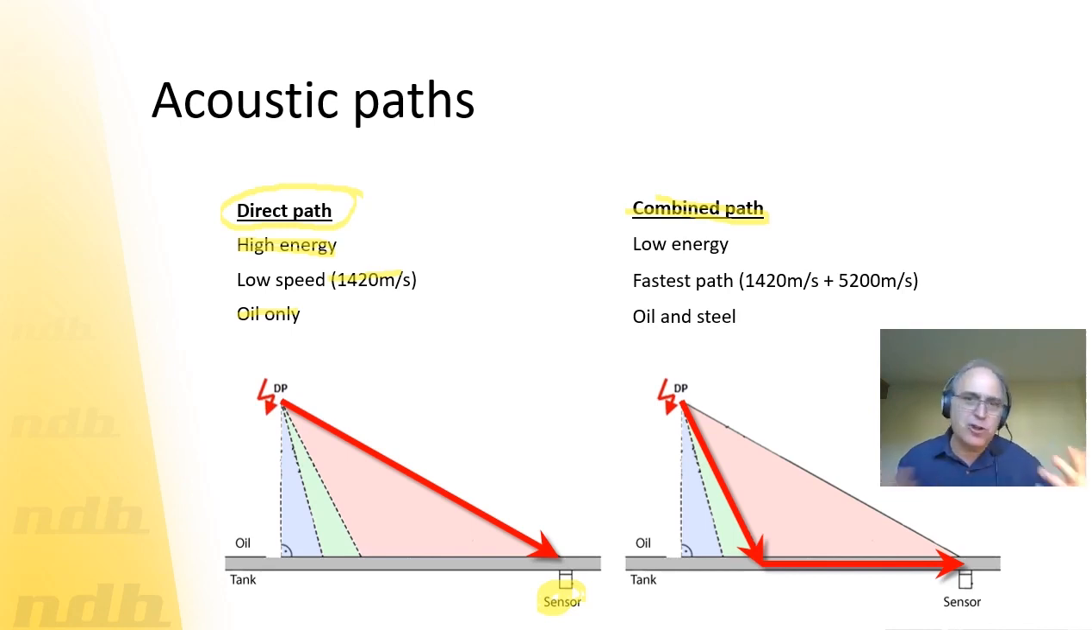So the combined path, I would say, could be... it doesn't mean that it does exist. It depends on the location. But it will be traveling in oil and steel faster, but the resulting energy captured by the sensor will be less, because you see in this example over here, I will have reflection. So I'm losing energy over here, and I'm also losing energy as I'm traveling into the steel. But don't worry, they do exist, the direct and the combined path, and the software will handle it for you.